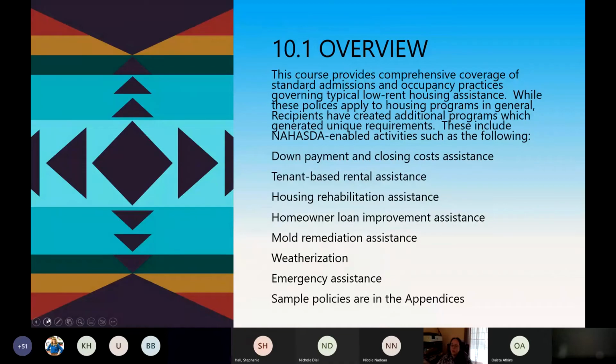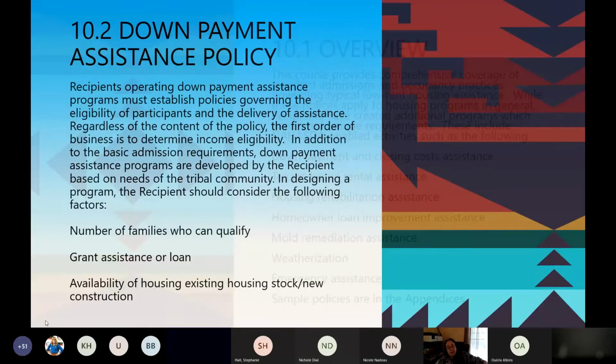The course provides comprehensive coverage of standard admissions and occupancy programs governing your low rent assistance. Those policies apply to housing programs in general. Recipients have created additional programs which generate unique requirements, which can include NAHASDA enabled activities such as down payment assistance, closing cost, tenant-based rental assistance, housing rehab and assistance, homeownership loan improvement assistance, mold remediation, weatherization, emergency assistance. And there are some sample policies in the appendices for that.